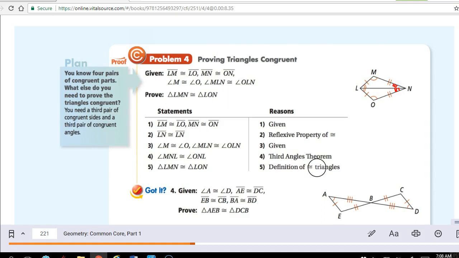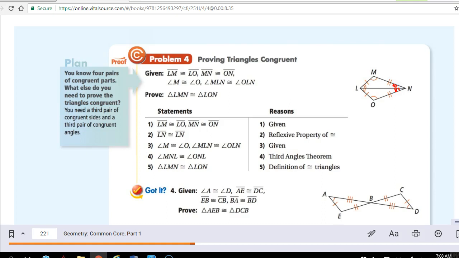And the reason is the definition of congruent triangles, because the definition says that all three sides are congruent to all three sides of the other triangle, as well as all three angles of the first triangle are congruent to all three angles of the second triangle. And we literally just proved that one, okay?